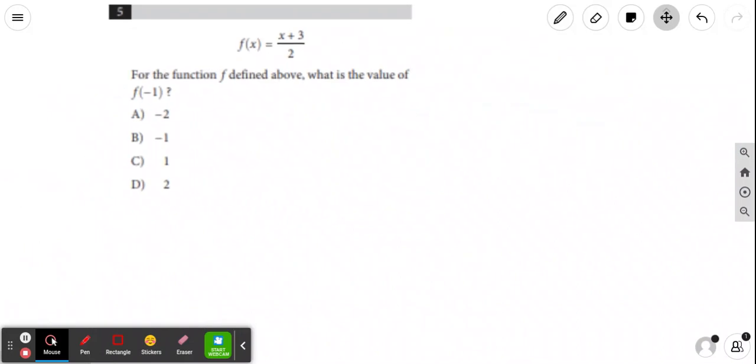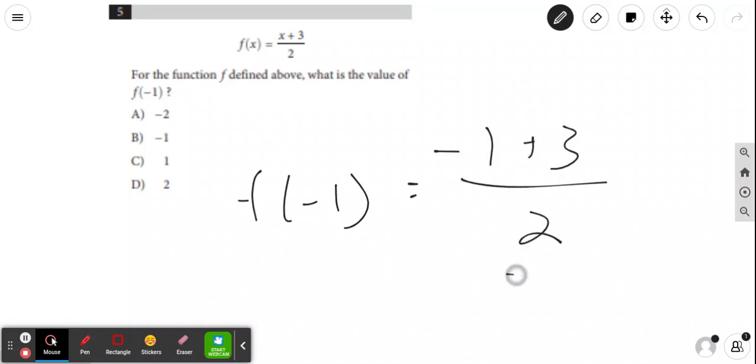Function f defined. What is the value of f of negative 1? I would suggest using a calculator here just so you don't make any mistakes. This one not so much because it's easy. I mean, this one's pretty simple. But like harder problems, it's always good to just use a calculator. So negative 1 plus 3 over 2, 2 over 2 equals 1. C. None of these problems really needed a calculator. Problems like the fifth one, with a little bit harder variations, you might want to use a calculator. But that one wasn't too hard either.